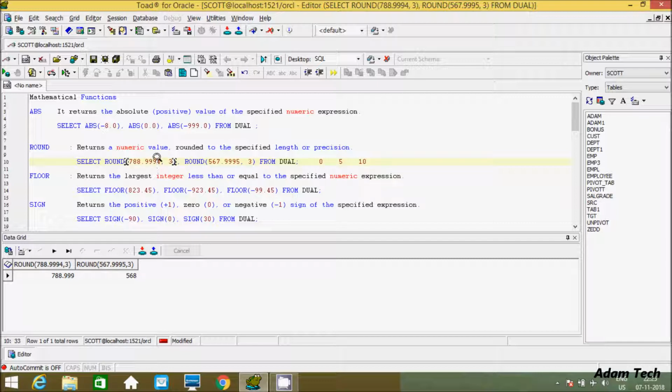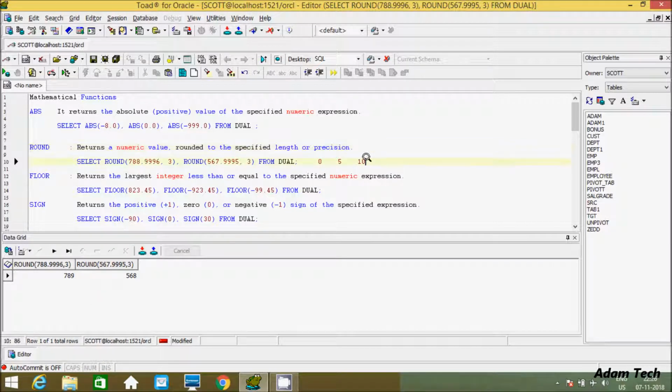When the value is 4, 4 is near to 0, so going to the left side, it displays 788.999. But 5 is the mid of 0 and 10, so if you give 5, it will add one more value, and the output you get here is 789.000. Suppose you give 6, 6 is near to 10, so this adds one new value. See here 789 is displayed. The one value is added to the triple nine, so it converts into thousand, and the output displays 789.